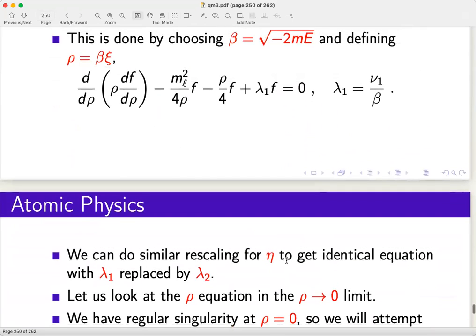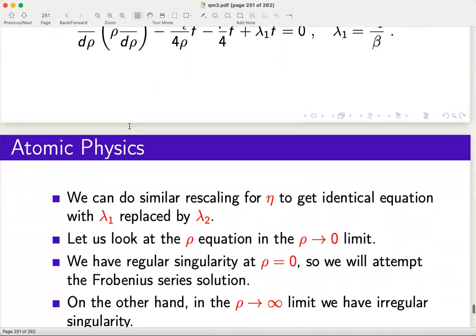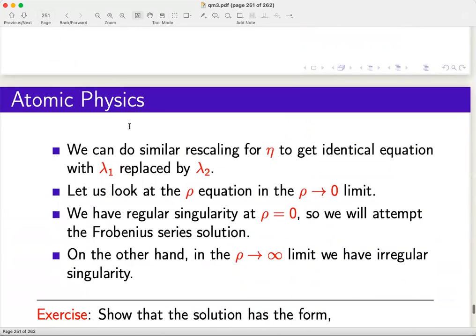Fine. Now what we could do is, and it's not very surprising given that those two equations are identical, you can do the same trick with the eta equation. All you have to do is replace nu 1 by nu 2, and therefore lambda 1 will be replaced by lambda 2.